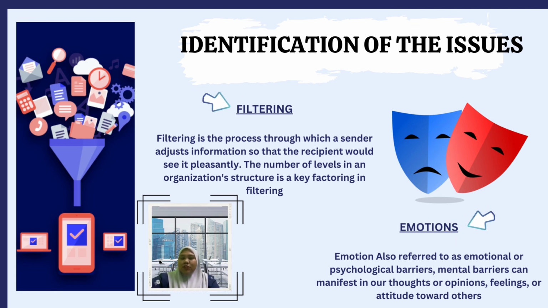Fourth is emotion. Emotion is also referred to as emotional or psychological barriers. Mental barriers can manifest in our thoughts or opinions, feelings or attitudes towards others. They are often driven by fear, for example, fear of failure, fear of the unknown. It can be verbal or non-verbal and can occur with or without self-awareness. Emotional expression includes facial movement like smiling, simple behavior like crying, laughing, or saying thank you, and more complex behavior like writing a letter or giving a gift.